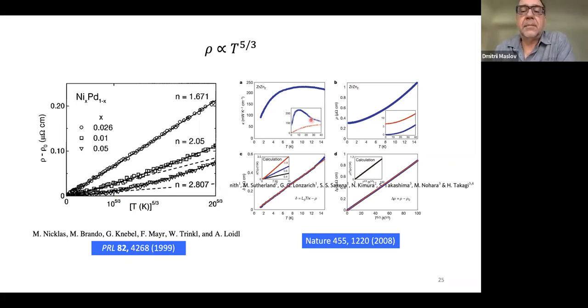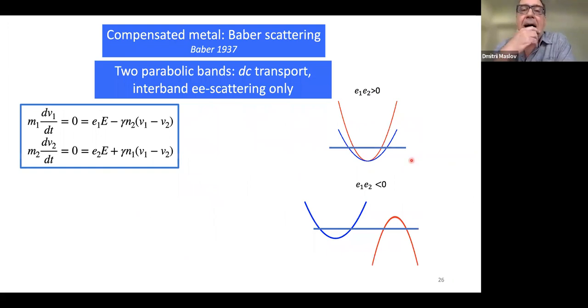This is another system. This is zirconium zinc 2. And again, if you plot the resistivity, sorry for the mix up of a reference, the resistivity scales as T to 5/3. So why does it happen?